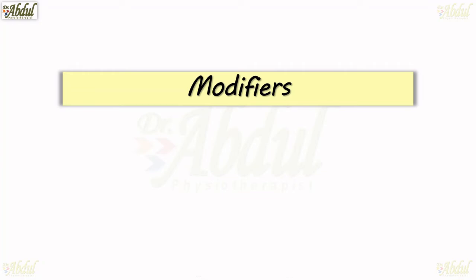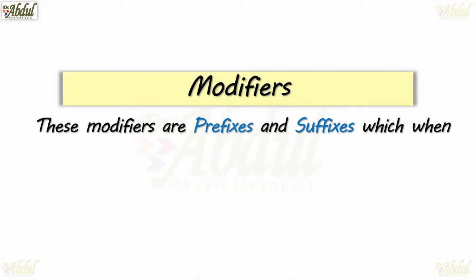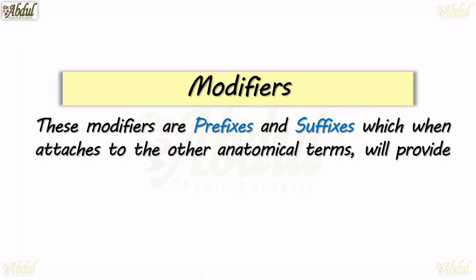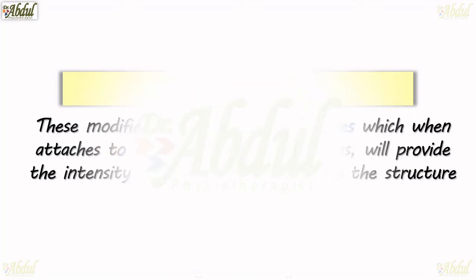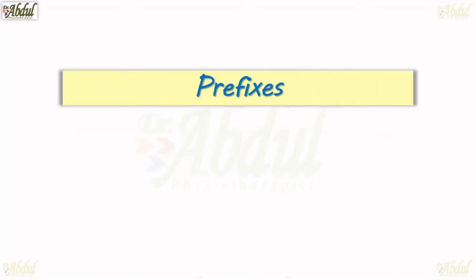Modifiers. Let's see what the modifiers are. These modifiers are nothing but prefixes and suffixes which, when attached to the other anatomical terms, generally the root terms, will provide the intensity or location or direction to the structure or condition. So let's see the examples for the prefixes.